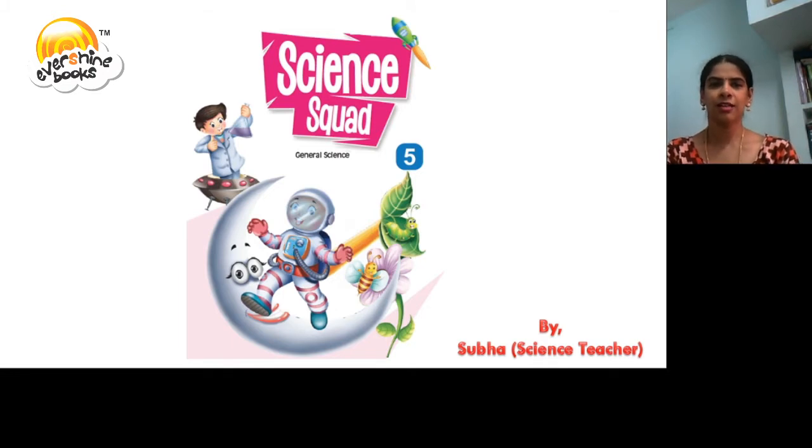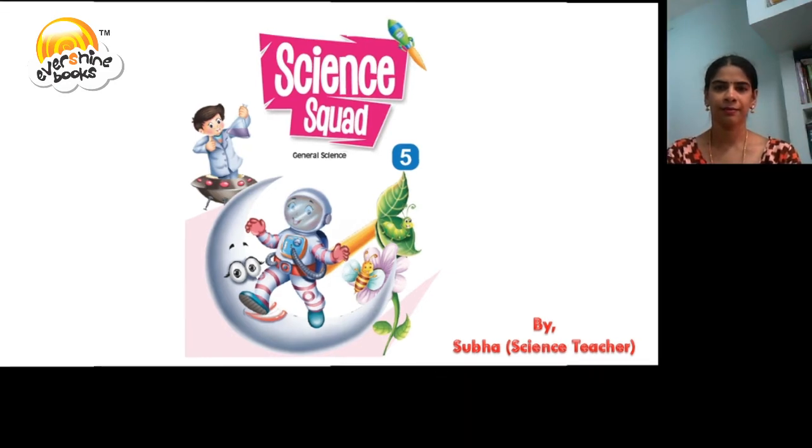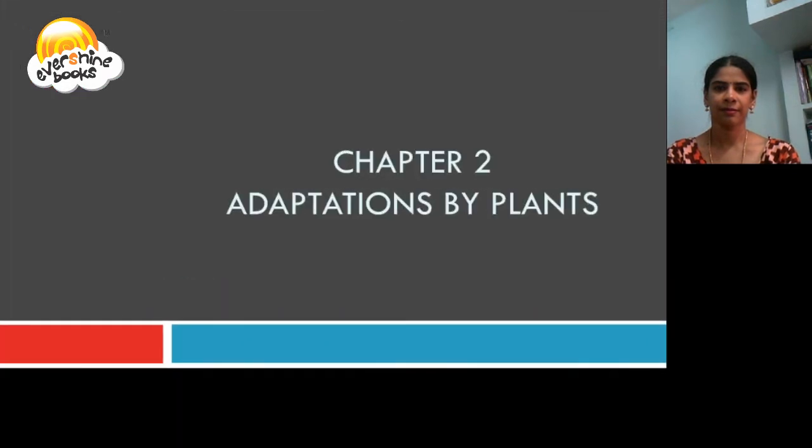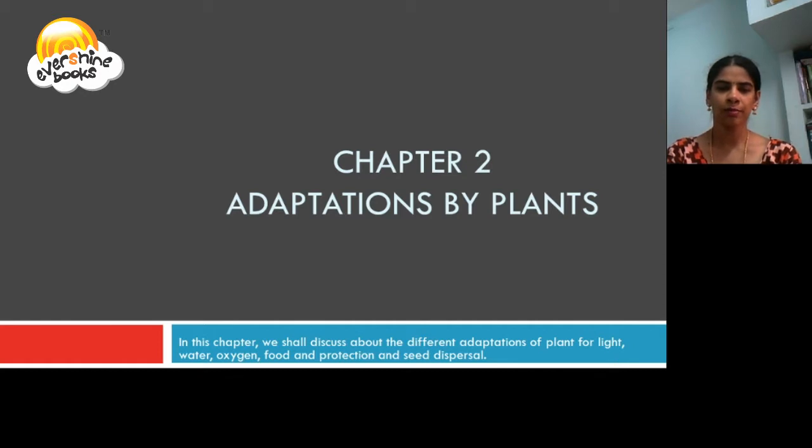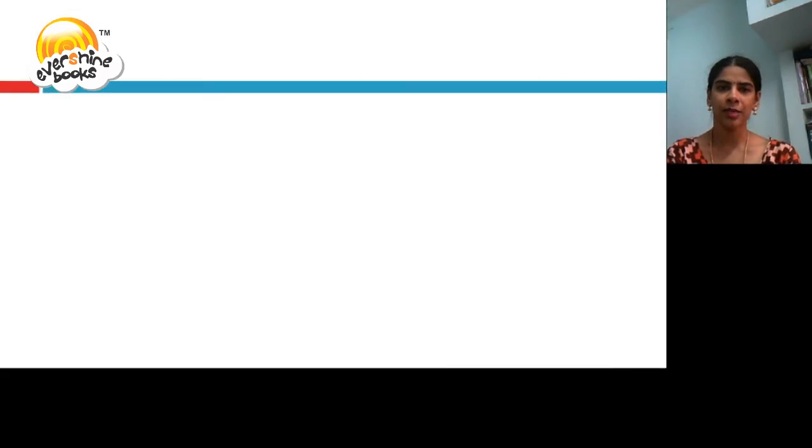Hello students, let us learn general science from the book Science Square for class 5. Let us learn chapter 2, Adaptations by Plants. In this chapter, we shall discuss different adaptations of plants for light, water, oxygen, food, protection and seed dispersal. Let us begin the chapter.